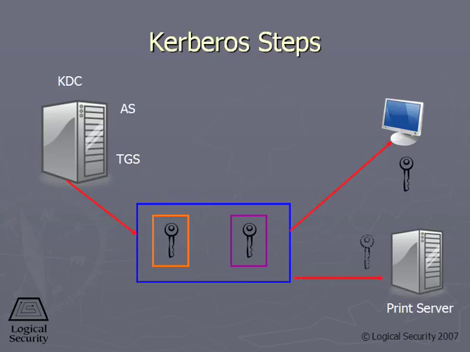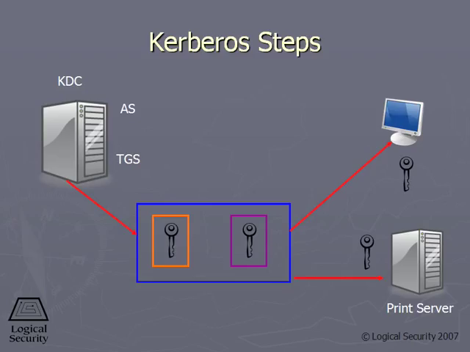Now, I send that ticket over to the principal I want to communicate with, the print server. The print server does the same thing. It takes its secret key, decrypts, and extracts the session key. Now, what has gone on so far is that the print server knows that a trusted entity is vouching for me. I can't directly talk to the print server because it doesn't trust me.